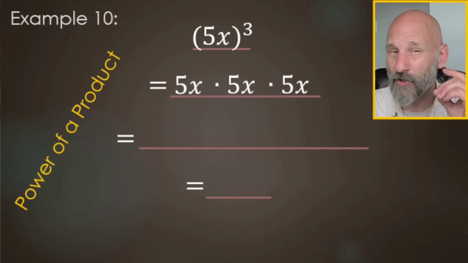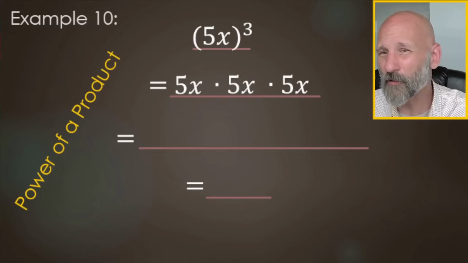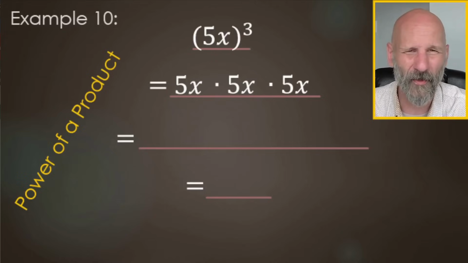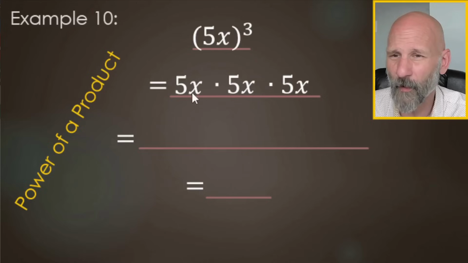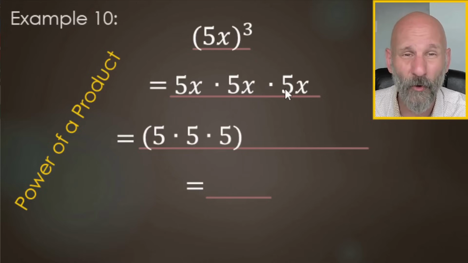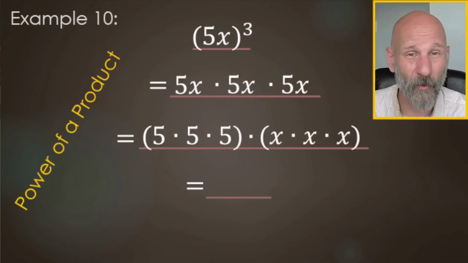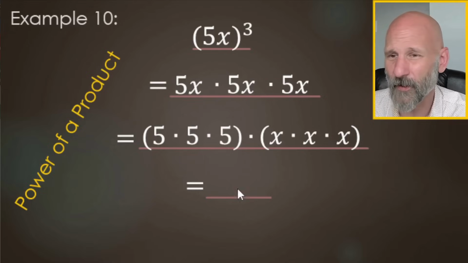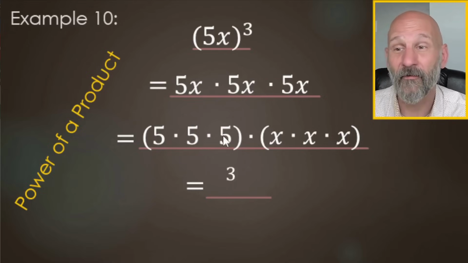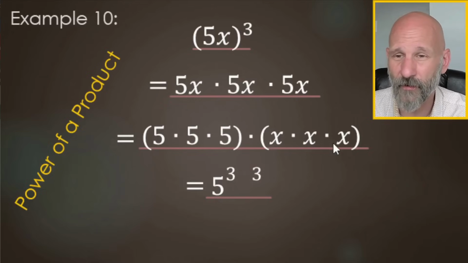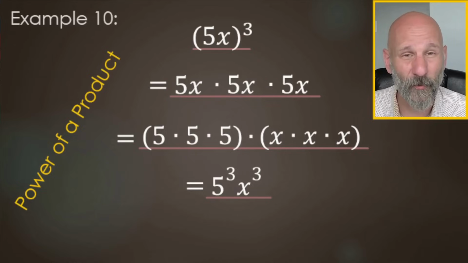Now we're going to use the commutative property to kind of regroup these to make it a little bit easier to see what's going on with this cube or the third power. So here we have 1, 2, 3 5s being multiplied times 1, 2, 3 x's being multiplied. So now looking at our groups, we have 1, 2, 3 5s being multiplied, 5 to the third or 5 cubed. And here we have 1, 2, 3 x's being multiplied there. So 5 to the third, x to the third.